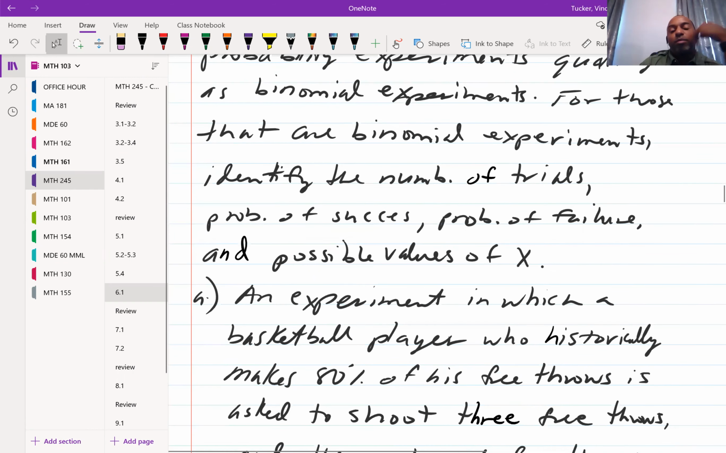And is the probability of success the same for each shot? The answer is yes. He or she is a historically 80% free throw shooter. And so your history doesn't change just because you miss a shot or make a shot. So those are 4 things you have to make sure you have a yes to before you can go any further.